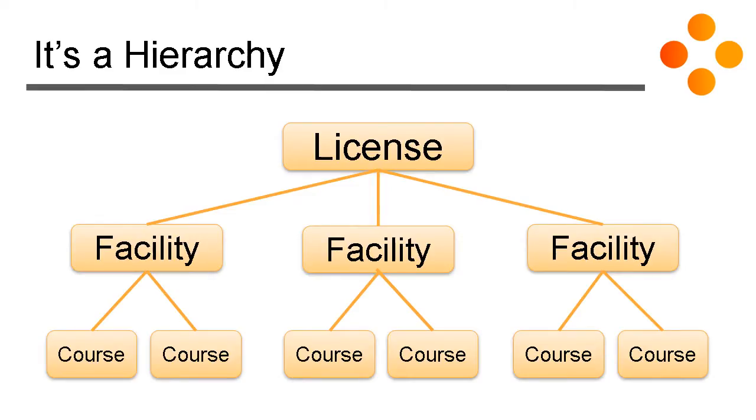And here's how it all fits together. These three things, license, facility, and course, form a hierarchy. So under one license, you have one or more facilities, and under each facility, you have one or more courses. This is how the system organizes information. Keep this image in your mind as you learn about and use the system.